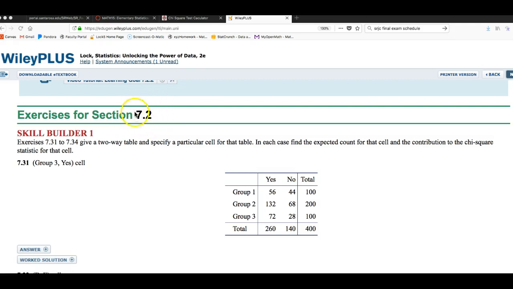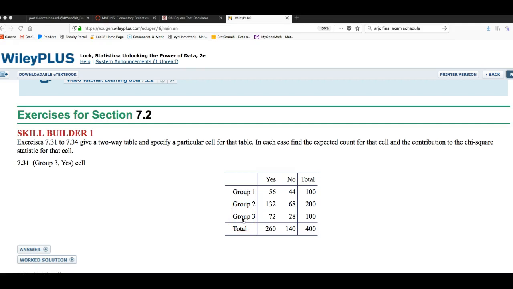We're looking at a test for association between two categorical variables. And I want to look at homework question number 31 from that section. Here we're given two categorical variables. One variable is what group you belong in, so group 1, 2, or 3. And the second categorical variable is whether you say yes or no to some specific question. So we would be testing using chi-square whether saying yes or no has some association with what group they belong to.